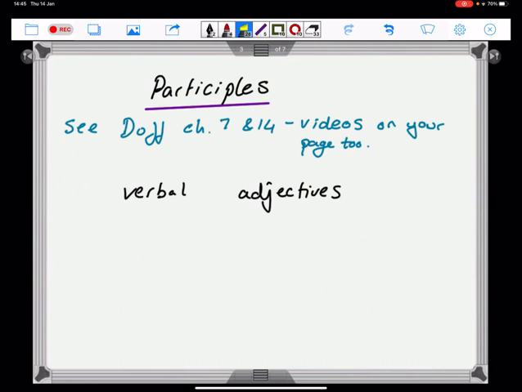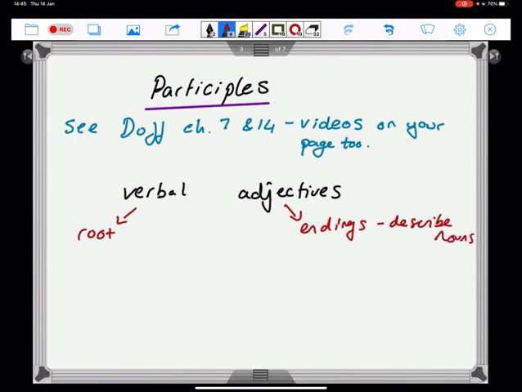Building on that a little bit, I've added in some material from the Duff references because there's quite a lot on participles in there that's relatively useful for you. But in summary, they are verbal adjectives, which means they take their root meaning from a verb and then their endings from an adjective because they describe nouns. Therefore, they need to agree with them.